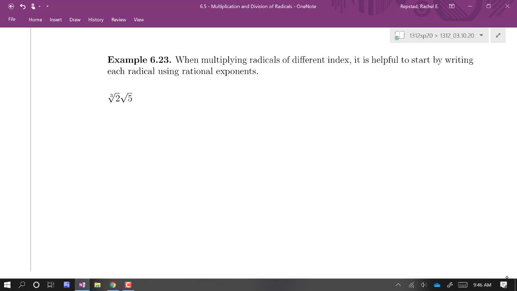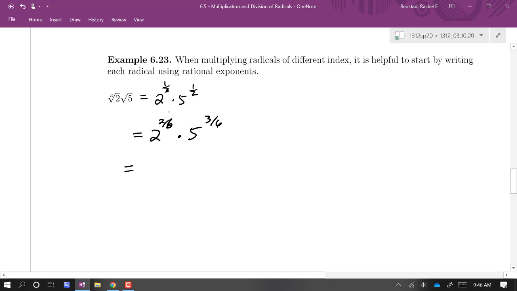I just find that it helps me out with that process. So this is 2 to the 1/3 times 5 to the 1/2. And what I want is a common index of these radicals, what that means is I want a common denominator of these exponents, of these fractions. So that common denominator is 6. I'm going to write 2 to the 1/3 as 2 to the 2 over 6. Five to the 1/2 is 5 to the 3 over 6.